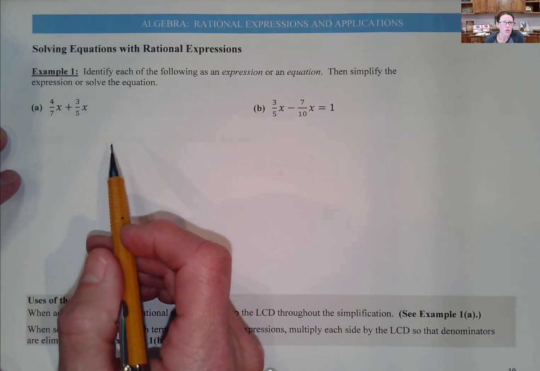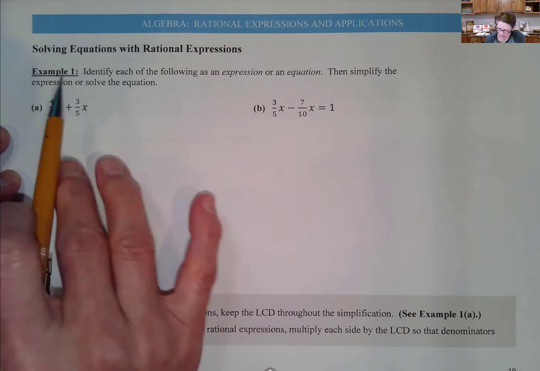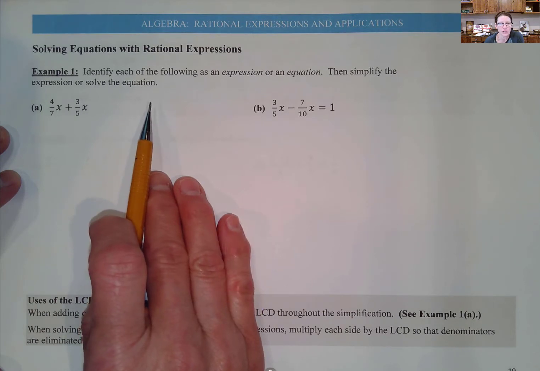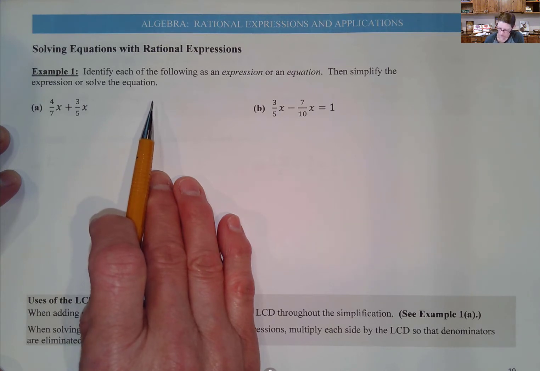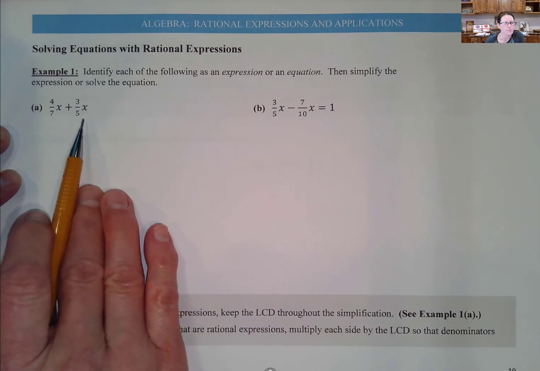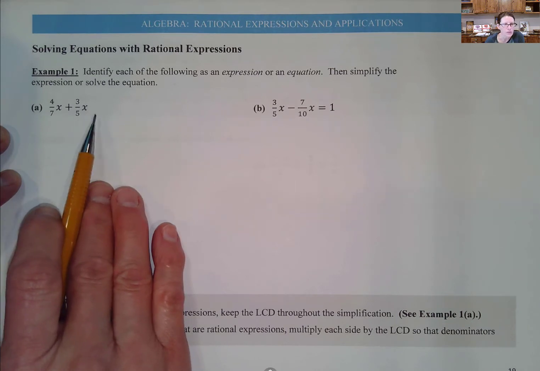In this video, we will solve equations with rational expressions. In example 1, let's identify each of the following as an expression or an equation, then simplify the expression or solve the equation. Now, part A is definitely an expression. We see numbers and symbols and a variable that is x, but no equal sign.